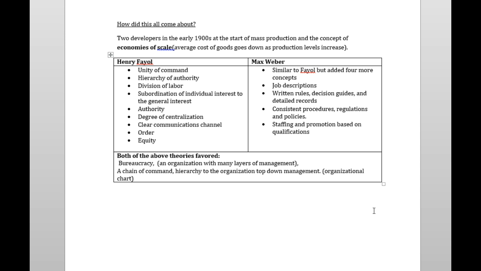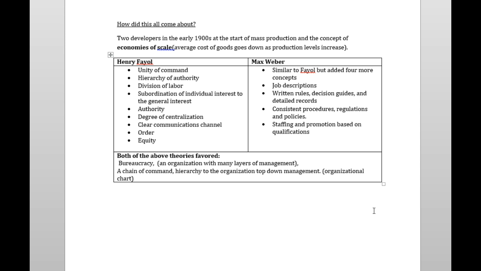He was very similar, but he added four more concepts. He said all jobs should have a description, and everybody who has that job should be able to complete that description. There should be written rules and decisions, guidelines, and detailed records kept. Procedures should be consistent, and there should be regulations and policies. And then staffing and promotion. This was really interesting. Staffing and promotion should be based on qualifications, not who you were, which is another big shift from how things were back in those times.